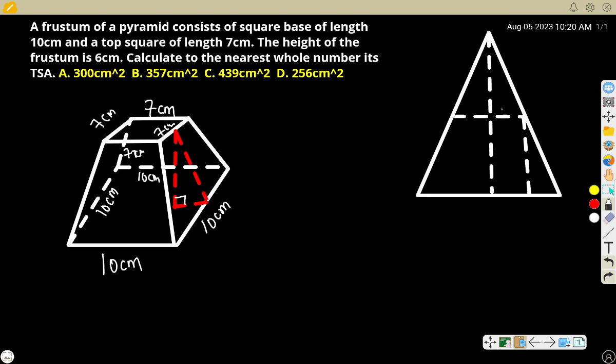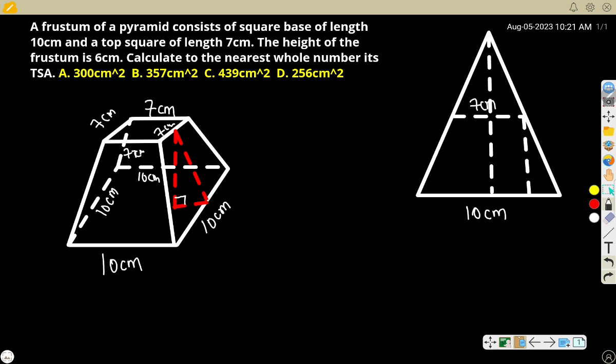So now if we have a section through the vertex of the complete pyramid, with this triangle now, you will notice that if I complete it, for example, it should look like this. So you can easily see a complete triangle like that. So let's say it's that triangle that I have here. So now the base square is 10 centimeters, while the top is 7 centimeters.